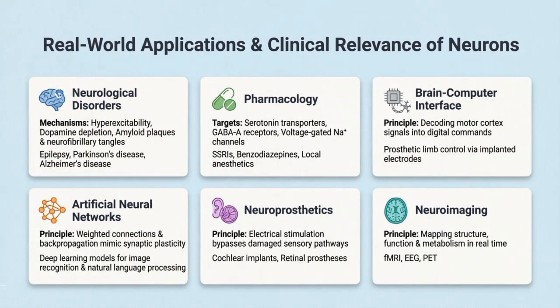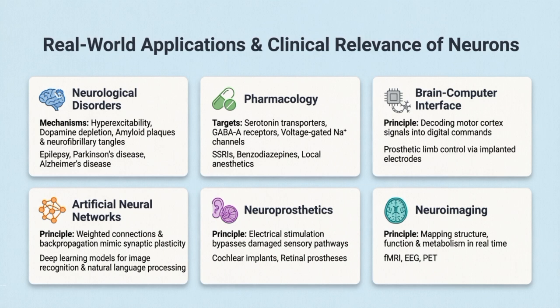Understanding neurons has profound real-world applications that affect medicine, technology, and our daily lives. Application 1, neurological disorders. When neuronal function goes wrong, devastating diseases result. Epilepsy involves hyperexcitability, where neurons fire excessively. Parkinson's disease results from dopamine depletion. Alzheimer's disease features amyloid plaques that disrupt synaptic transmission.